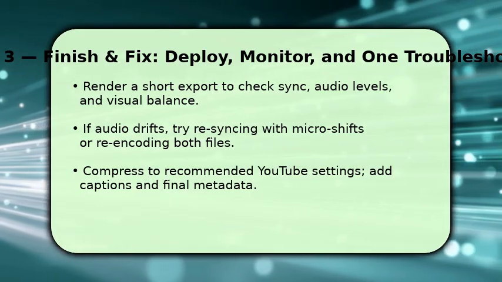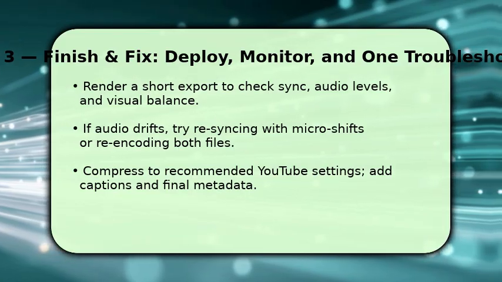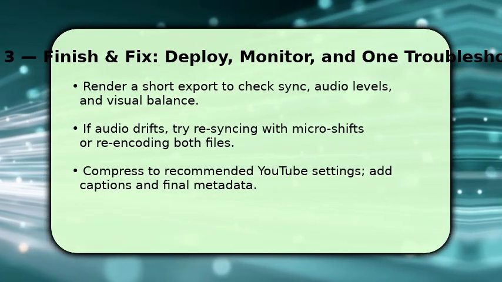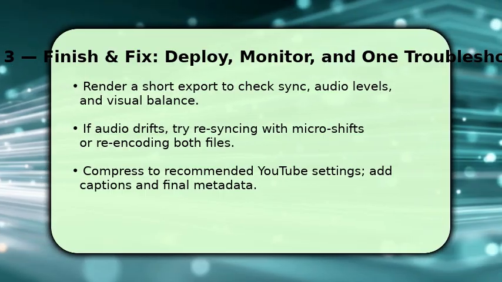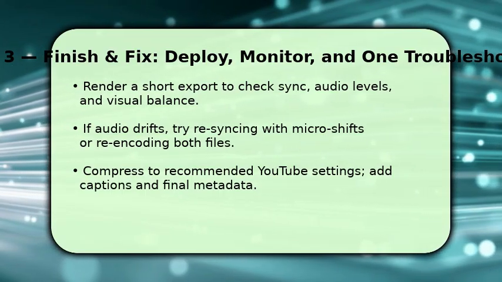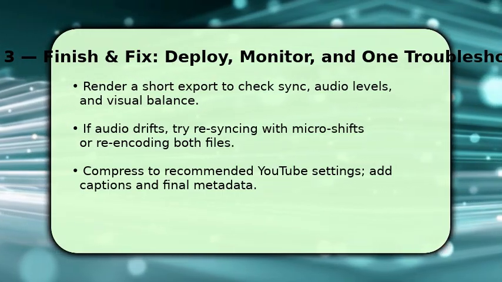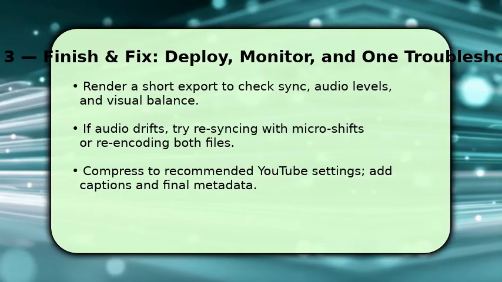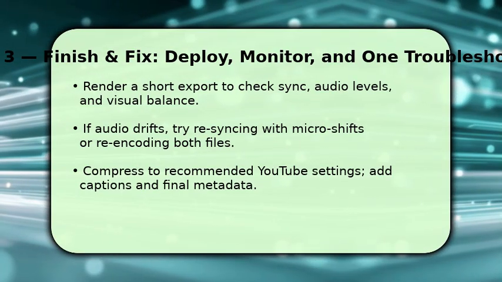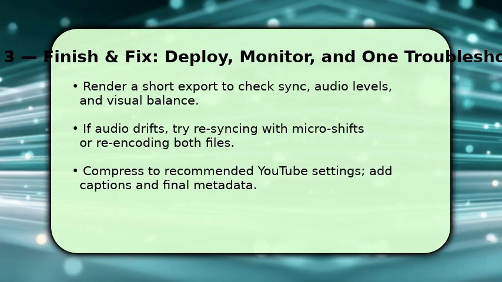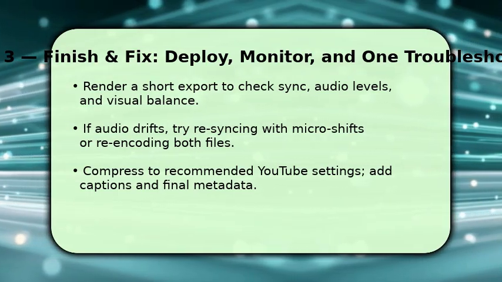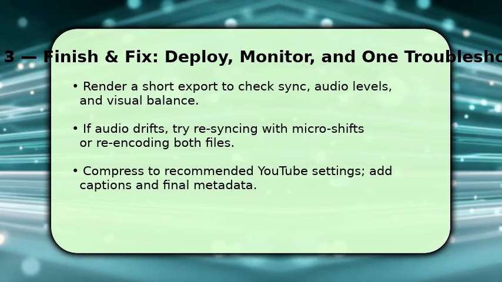If audio drifts over time, resync with micro shifts or re-encode both files to a common frame rate. Mismatched frame rates cause drift. Make final adjustments to color and volume, then render the full video using YouTube-recommended export settings. Upload with captions and precise metadata. If playback shows black bars, adjust crop or aspect ratio and re-export. That single tweak usually fixes the frame.